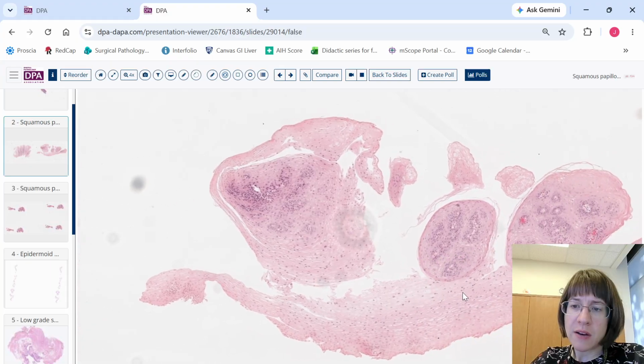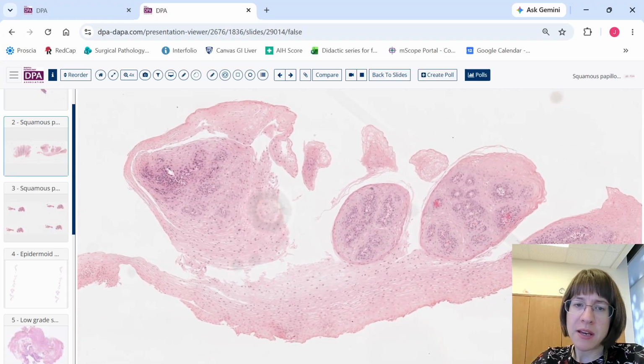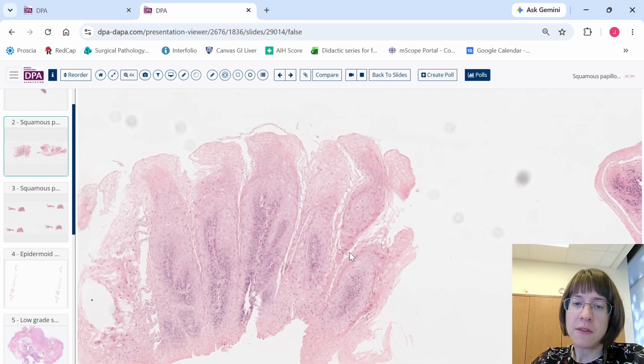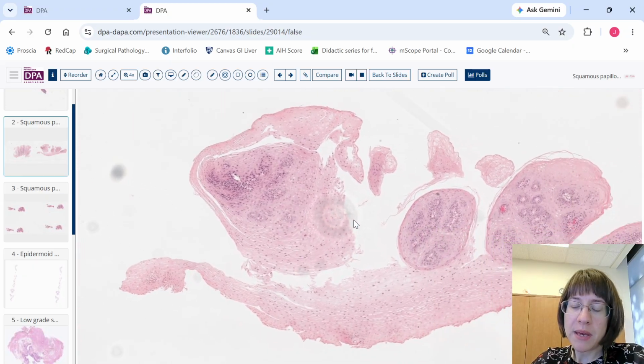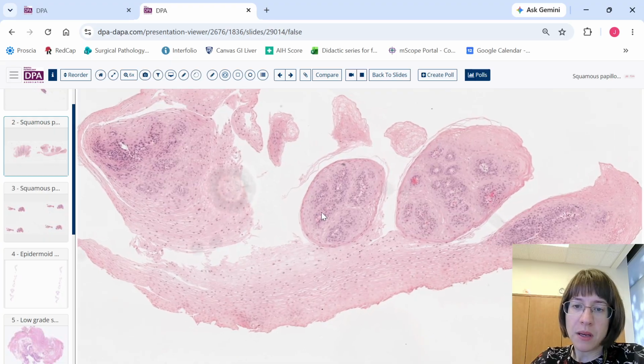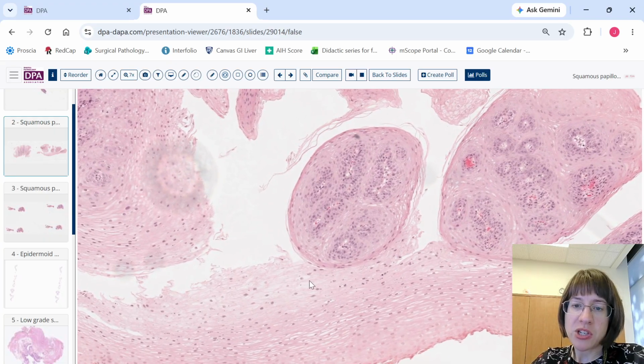This is a section of the same lesion, and I want to show this because it shows what it looks like in cross-section. So you could kind of imagine that if you cut through some of these fibrovascular cores, they would look like what we have over here. So again, you imagine this being a finger-like projection, and these are the fibrovascular cores that are in the middle of it.